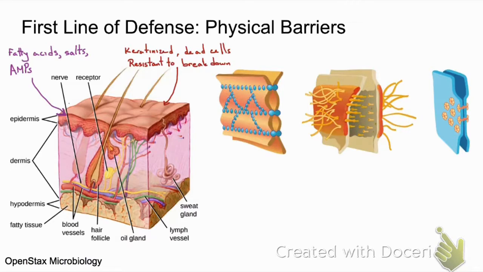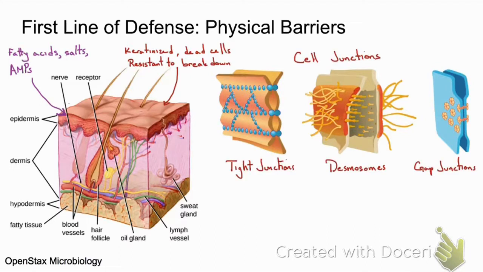Now, if we focus in on cells in a little bit more detail, what we find is that our cells are kind of held together by what we call cell junctions. And these can come in the form of tight junctions, desmosomes, or gap junctions. Tight junctions are kind of like rivets that hold cells very tightly together. Desmosomes function like shoelaces, as you can see in this picture here, to hold together cells and allow them to potentially communicate with each other.